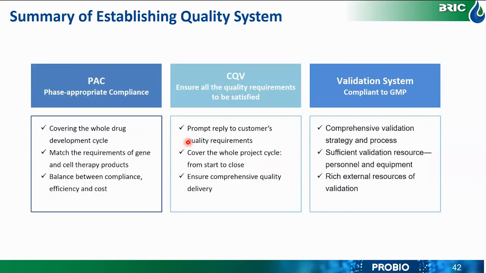And for our quality system, because plasmid and viral vector are widely used in gene and cell therapy, and projects at different stages can have different quality systems, in GenScript we have this system to do phase-appropriate compliance, for faster treatment for your project. And we also have the full quality system and the validation system to ensure the quality of the product you produce in the GenScript Probio facility.